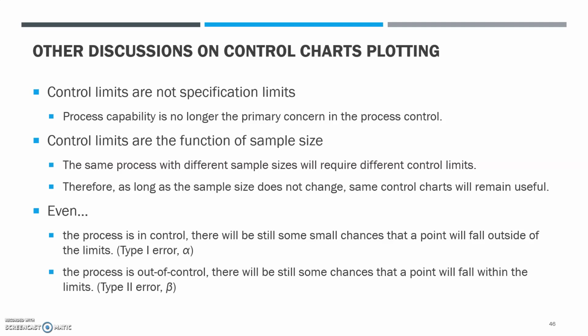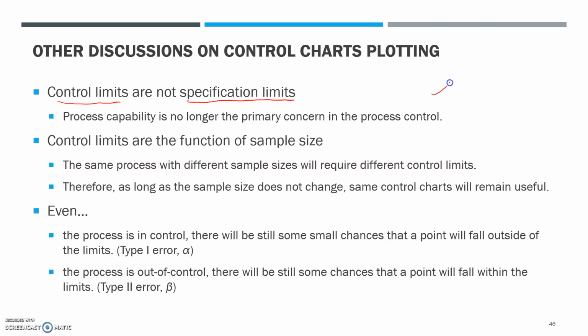There are some other discussions. The first thing: the control limits are not specification limits. The specification limit is the voice of your customers. The control limit is just the control limit. Something may fall outside of control limits, but it may still meet the requirements or demands of the customers. Control limits, in other words, are the manufacturer's self-imposed limits to detect outliers from their manufacturing process. I hope that concept makes sense to you.